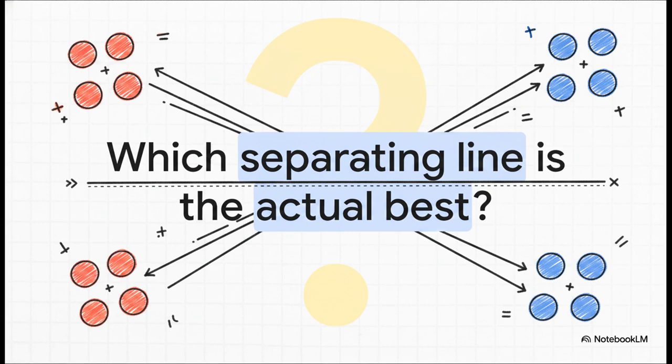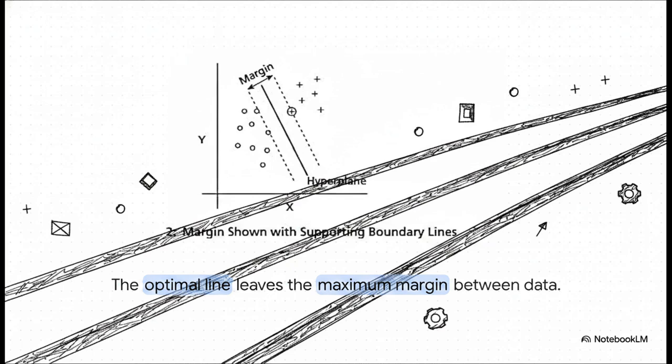So that brings us to a massive question. Out of the infinite possibilities of lines we could draw to separate our data, which line is the actual mathematically provable best? Well, the optimal line isn't just any random line. It's the one that leaves the absolute maximum space, the maximum margin between itself and the closest data points from either class. Think of the solid center line as the middle of a highway and the dotted boundary lines as the curbs. We obviously want the widest possible highway. And those data points sitting exactly on those dotted curbs, they are literally propping up the boundaries. That is exactly why they're called our support vectors.